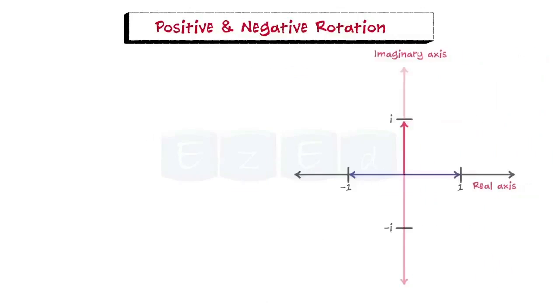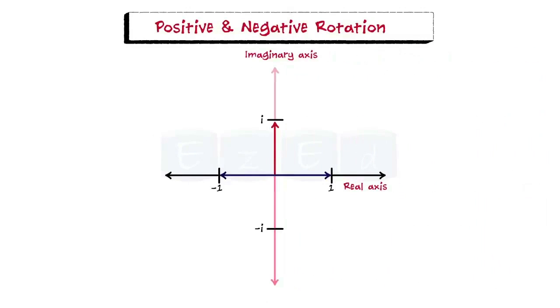Now what happens if we keep multiplying by i? The answer is in the graph. 1 times i, a 90-degree rotation counterclockwise giving i. i squared, 2 rotations counterclockwise giving -1.